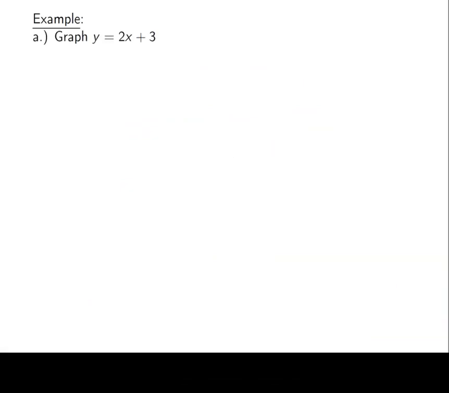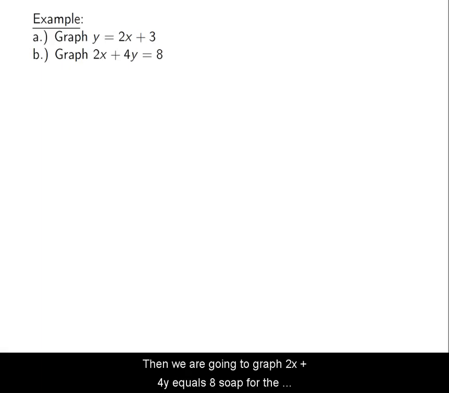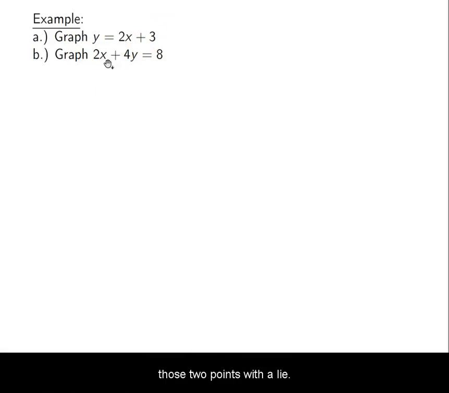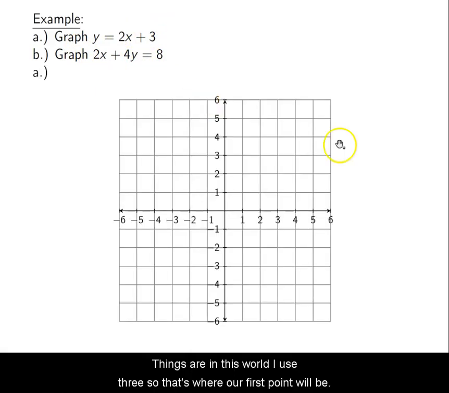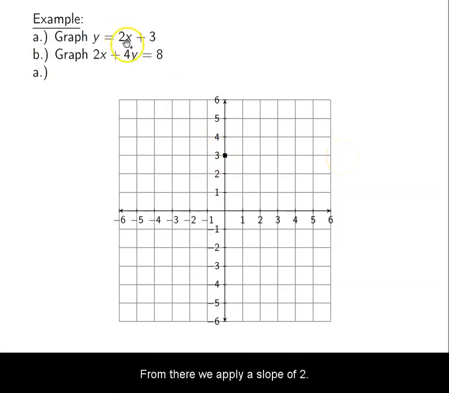First, we're going to graph y equals 2x plus 3, and then we are going to graph 2x plus 4y equals 8. So for the first one, we start with the initial value, apply our slope. For the second one, we will find the x and y intercepts and connect those 2 points with a line. Okay. So our initial value is 3, so that's where our first point will be. From there, we apply a slope of 2.